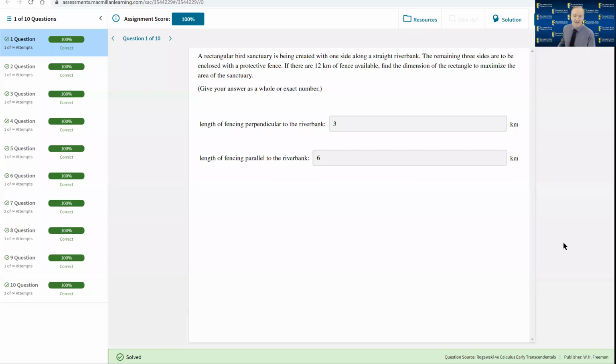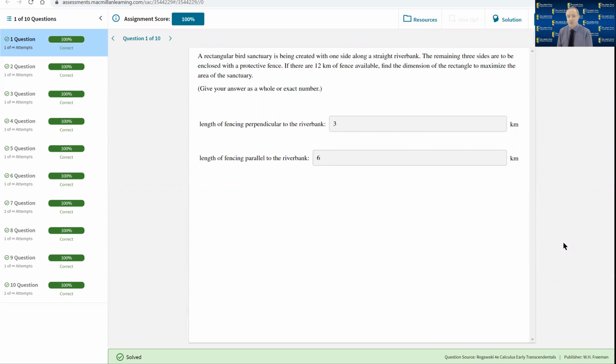Hi all. Let's take a look at the 4.7 Achieve assignment. This assignment is covering optimization, which is going to look to find the maximum or minimum value of some application problem, and it just depends upon the specific circumstances of the problem whether the optimum value is the maximum or minimum.